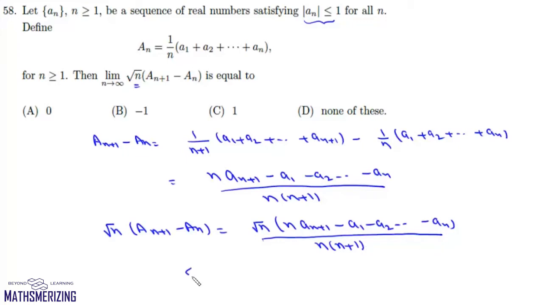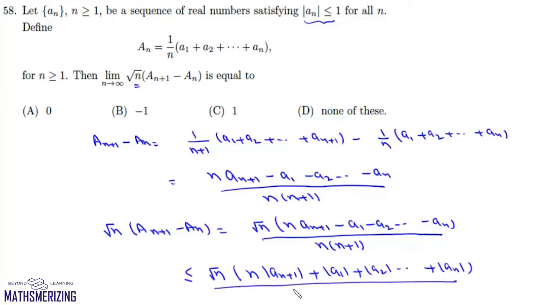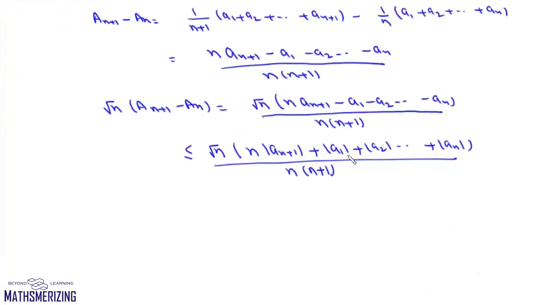Now this expression will always be less than or equal to square root of n and then (n mod a(n+1) plus mod a1 plus mod a2 plus ... plus mod an) upon n into (n plus 1). Now mod an is less than or equal to 1. So this is less than n, and this is 1 plus 1 plus ... n times. So we can write it will always be less than or equal to square root of n into 2n upon n into (n plus 1). Now here we will cancel this n with n. So square root of n into (A(n+1) minus An) will be less than or equal to square root of 2n upon n plus 1.